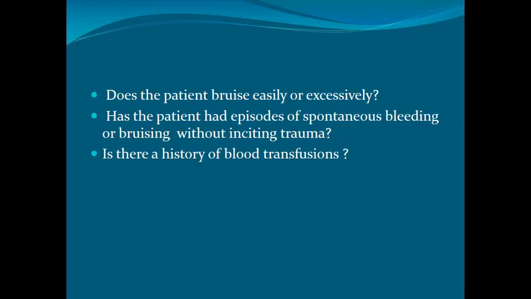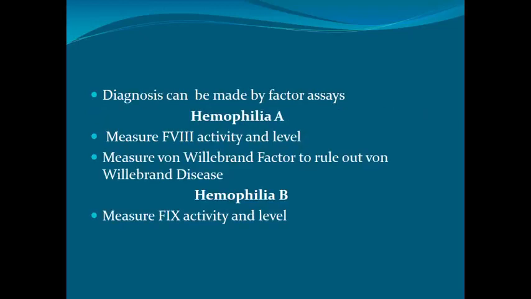Another question that you usually ask in the history is, on what day did the umbilical cord clamp, means prolonged delayed umbilical cord separation is one of the signs of factor 13 deficiency. It's also part of the clotting questions that are asked during the history of bleeding. Diagnosis can be made by the factor assay. Hemophilia A measures factor 8 activity level and measures von Willebrand factor to rule out von Willebrand disease. Hemophilia B measures factor 9.